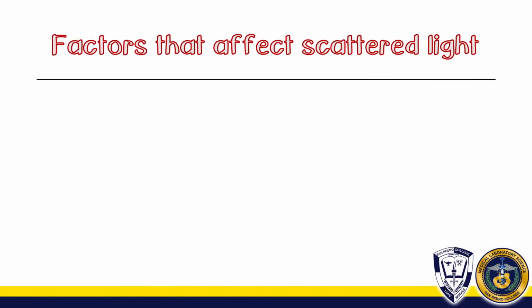So what are the different factors that affect scattered light? Syempre, number one, it could be your particle size. Diba? The smaller your particles, the more scattered ang light. It could be on the concentration of particles, as what we have discussed in your turbidimetry.